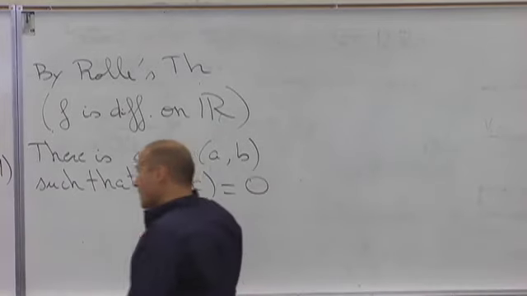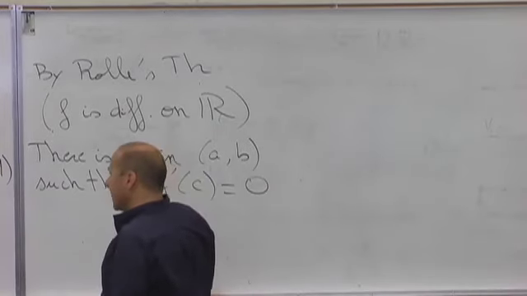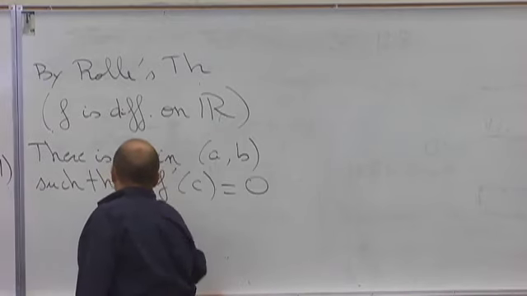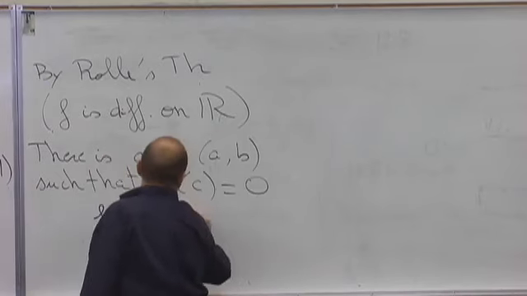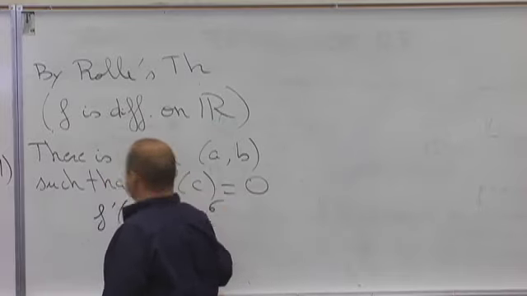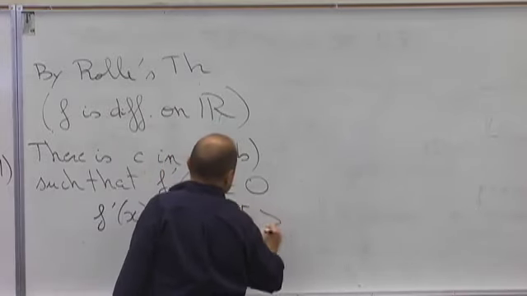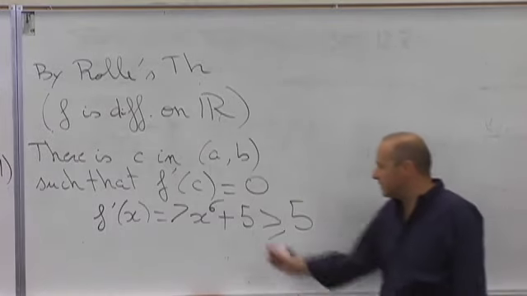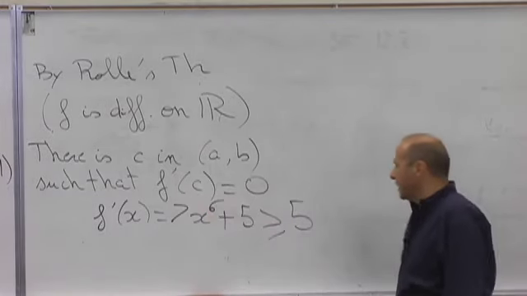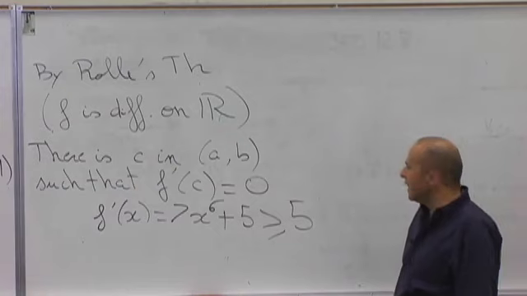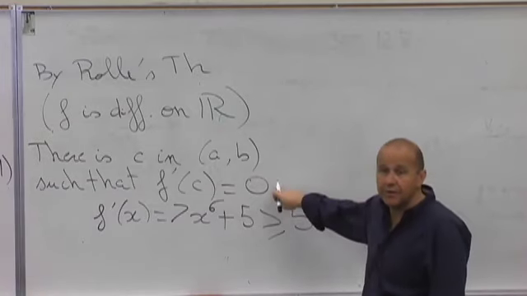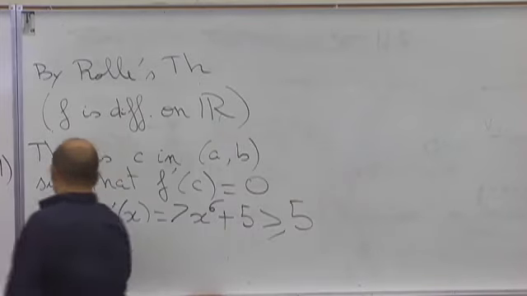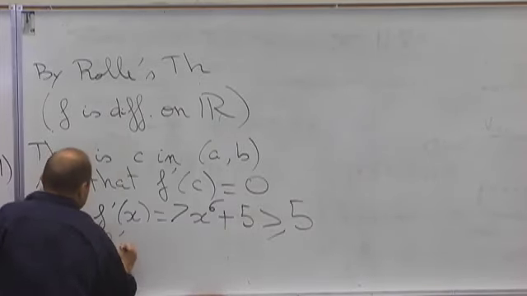And f prime of c is what? What's f prime of x? Well, it's simply 7x to the 6 plus 5. So this thing is always larger than 5, because I have a positive term here, and I cannot go below 5, therefore it cannot be equal to 0. And we have our contradiction. Okay, so f prime is never 0.